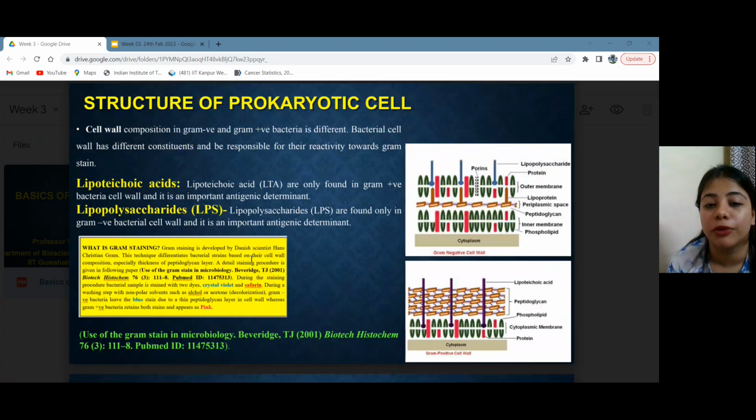Then we also have the lipoteichoic acids, which we also discussed in the assignment. It's an important antigenic determinant, only found in gram-positive bacterial cell walls. Then lipopolysaccharides on the other hand. You have to at least try and avoid confusion between these two terminologies. Lipoteichoic acid is in the gram-positive cell wall, whereas lipopolysaccharides are a characteristic feature of gram-negative, and in those cases they act as the antigenic determinant. The explanation for gram staining was also given here with crystal violet and safranin.